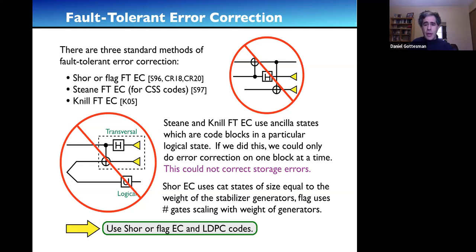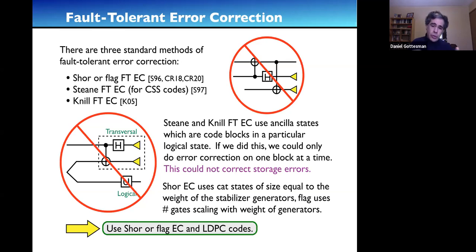ancilla qubits. And the number of gates that you need to do this for each bit of the syndrome, which is to gain one bit of information about the error, is proportional to the weight of the stabilizer generators, the weight of the constraints that you have in your code.